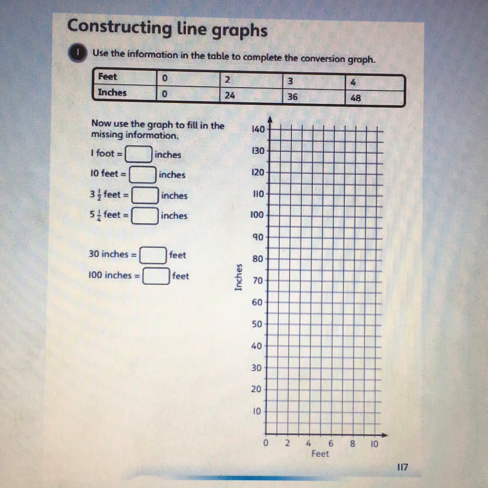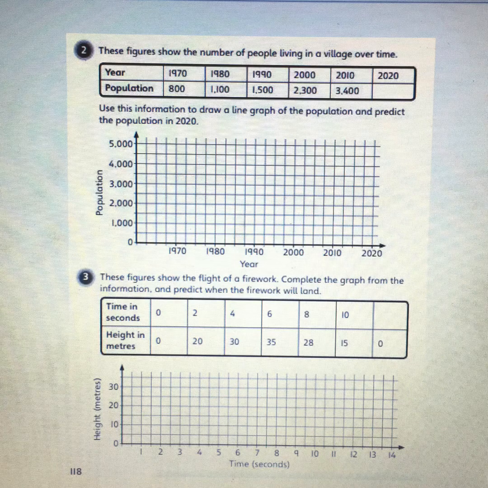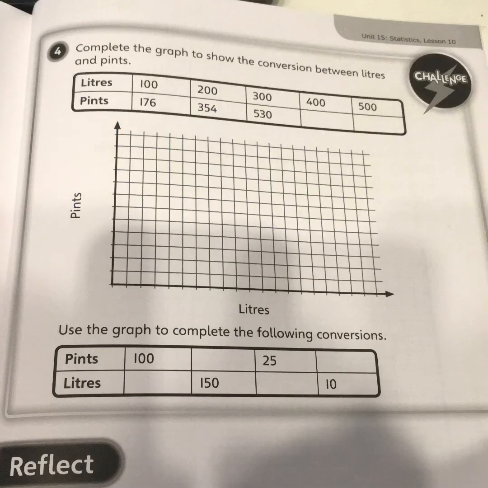So in your workbook, it is page 117. Here is question 1. Here is question 2 and 3. And if you want to, here is the challenge. Here is question 4.